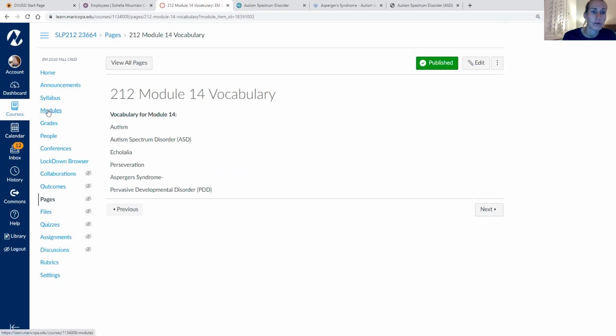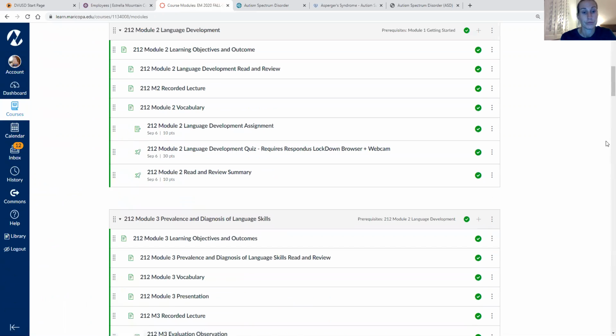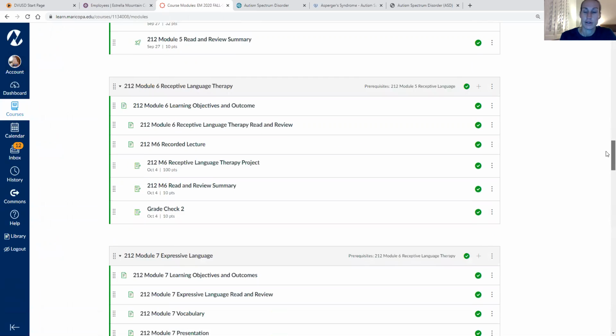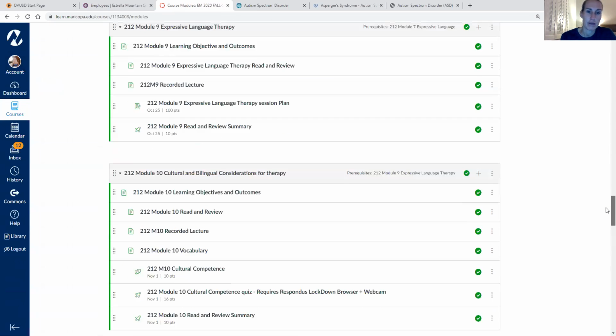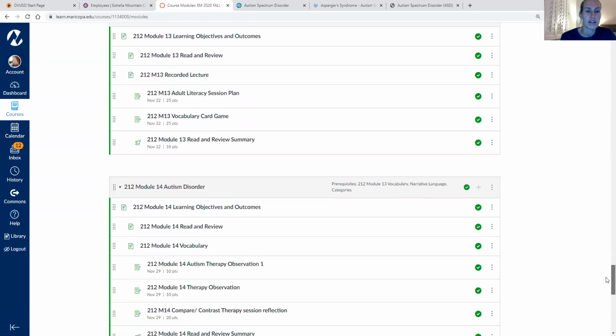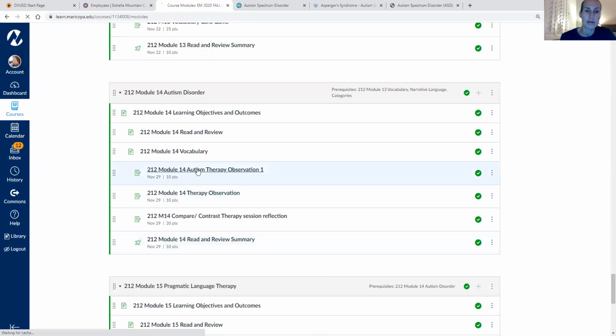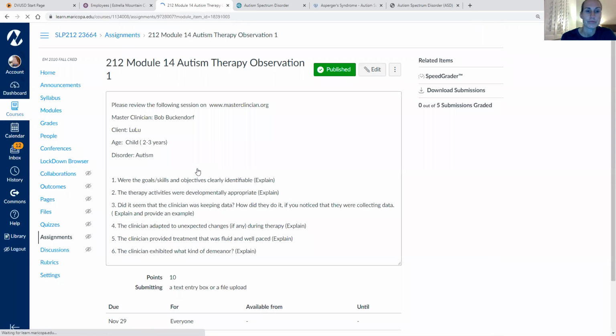So it can kind of get to where you want to be sure you and your supervisor are on the same page. Because as you know, in speech, we have a million names for the same thing. It's kind of like the telephone, everyone's got a little bit different version of it. So there's an autism therapy observation.